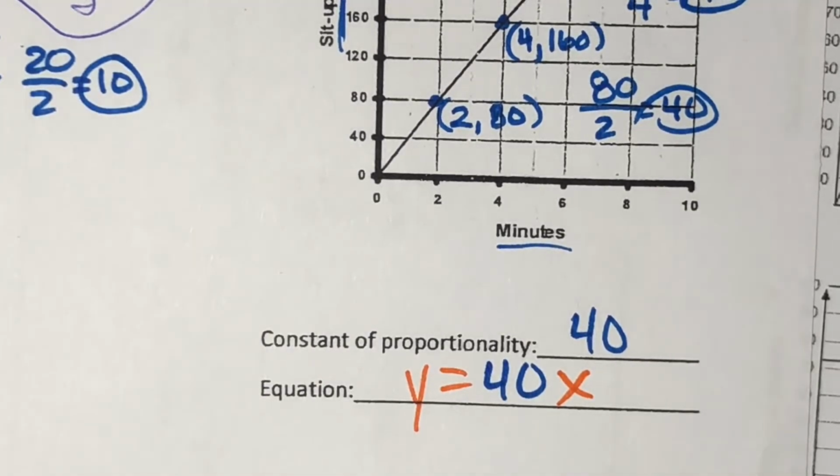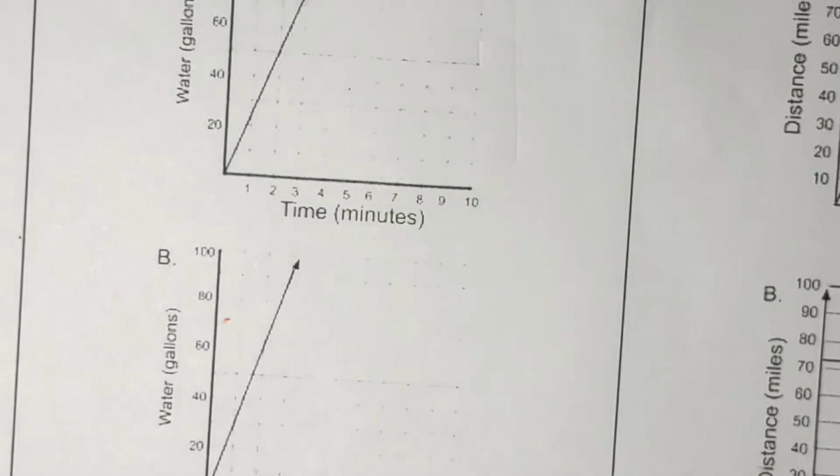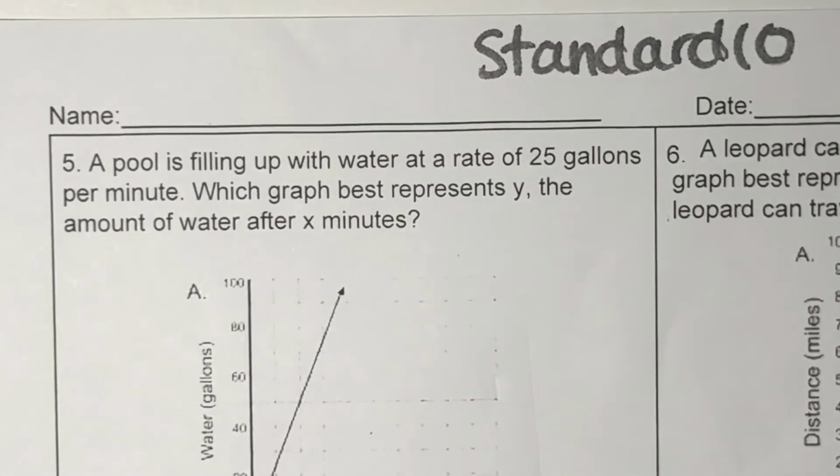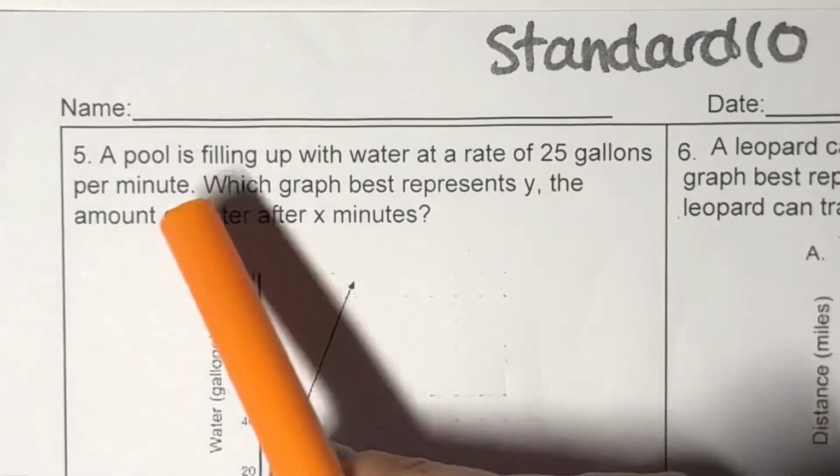So let me zoom out here a minute, and I want you to take a look at something like this. If I say a pool is filling up with water at a rate of 25 gallons per minute.